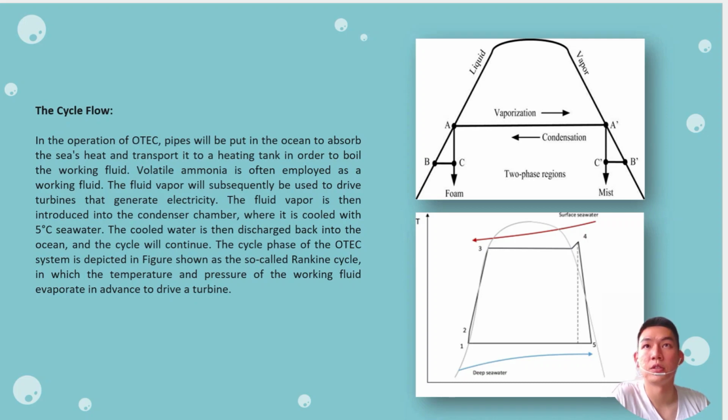In the operation, a tailpipe will be put in the ocean to absorb the sea heat and transport it to a heating tank in order to boil the working fluid. Volatile ammonia is often employed as a working fluid. The fluid vapor will subsequently be used to drive turbines that generate electricity. The fluid vapor is then introduced into the condenser chamber, where it is cooled with 5 degrees Celsius seawater. The cooled seawater is then discharged back into the ocean, and the cycle will continue.